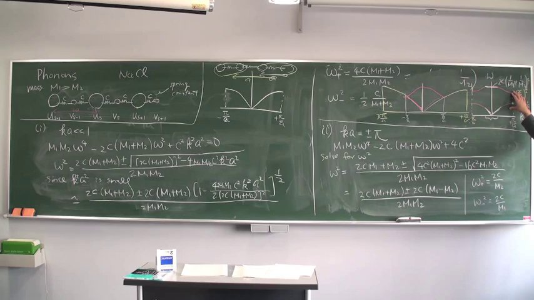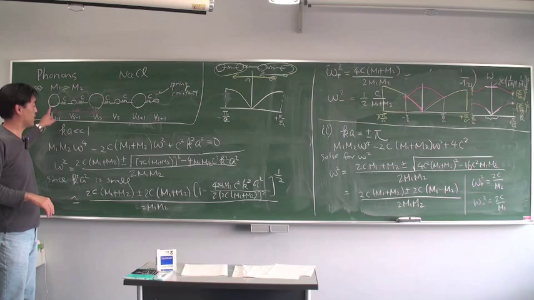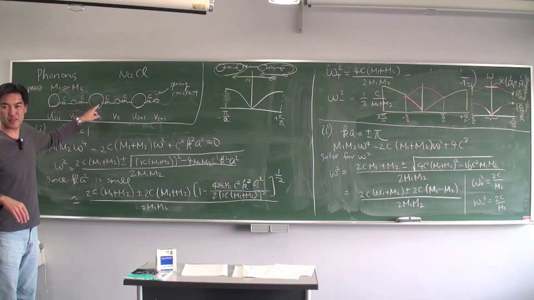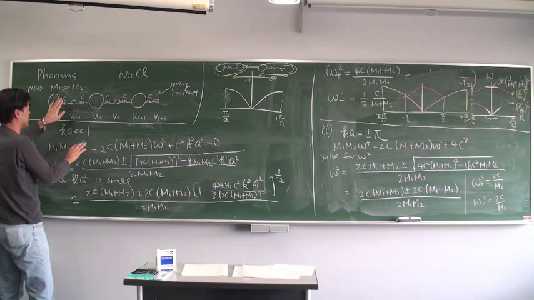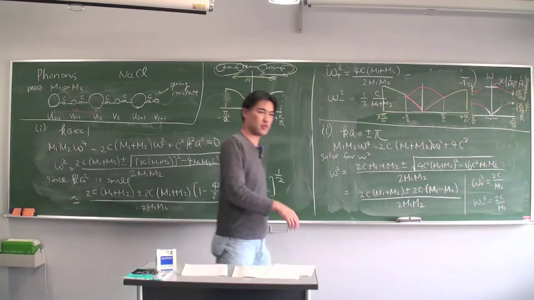I will give you homework later, where we have the same masses but different spring constants. Same mass, spring constants C1, C2, C1, C2. And what kind of dispersion will we get? That is the question I would like you to work on.